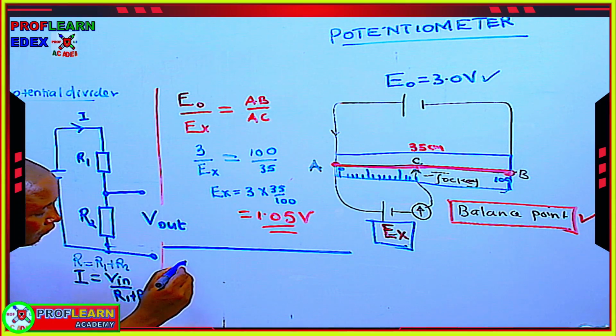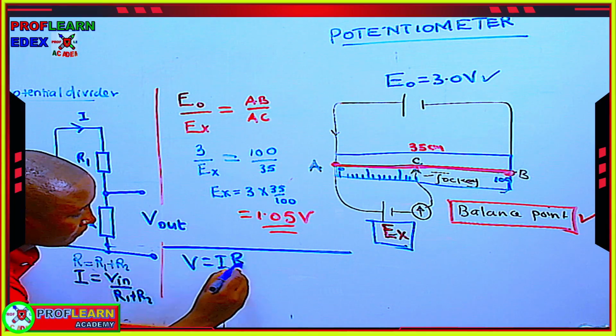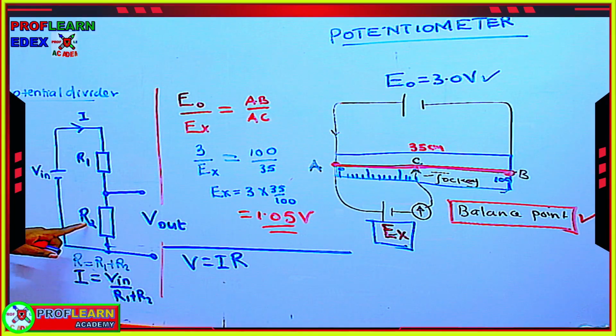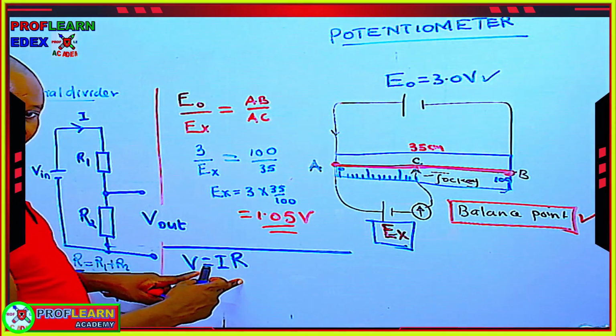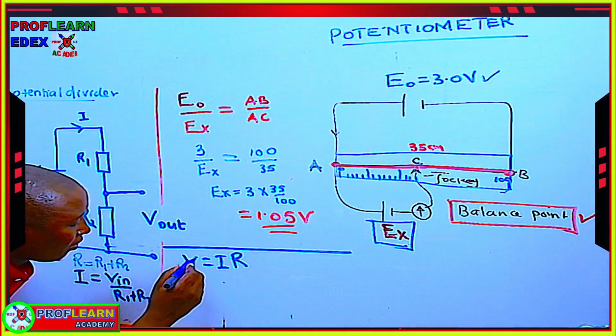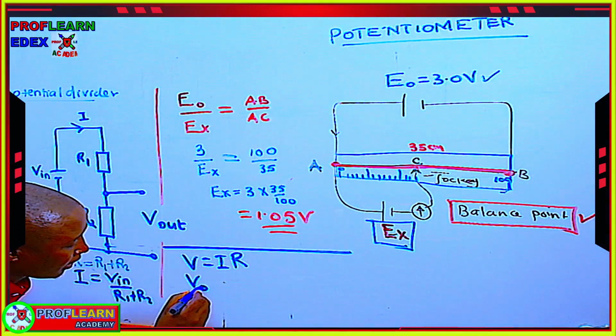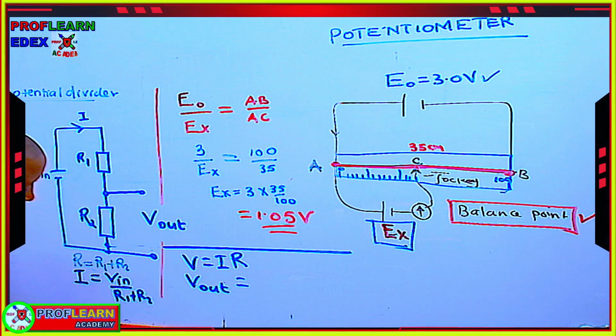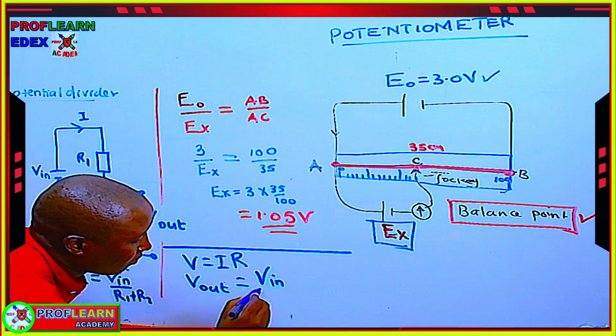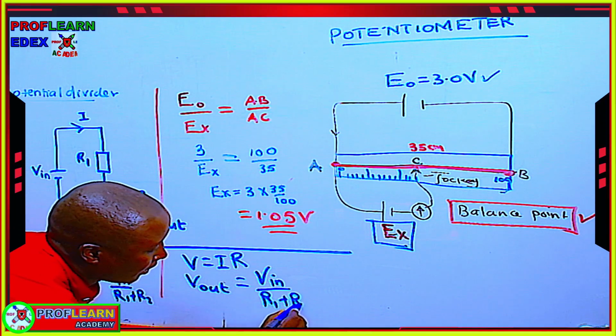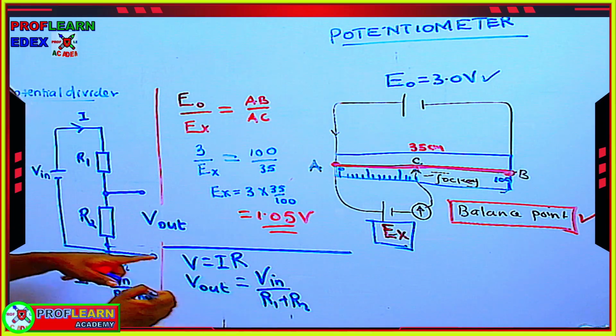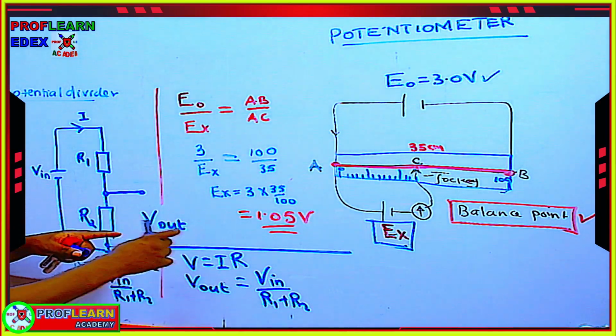So which means that V equals IR, right? The resistance of this resistor times the current flowing through the circuit is going to be our voltage, using Ohm's law. Then our V, which we now call V out, is equal to I. Our I is the one that we have gotten, which is V in over R1 plus R2. So that is V in over R1 plus R2, then times the resistance where you are tapping, where you are getting the voltage out.